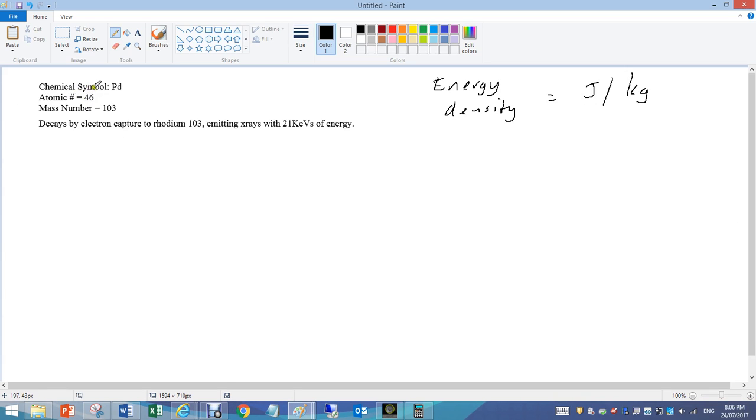So it says chemical symbol for palladium. There's its details. It decays by electron capture to rhodium-103, emitting X-rays with 21 kilo electron volts of energy. So we'll verify, see if that's true. So first of all, we need to find the energy released per nucleus of fuel.